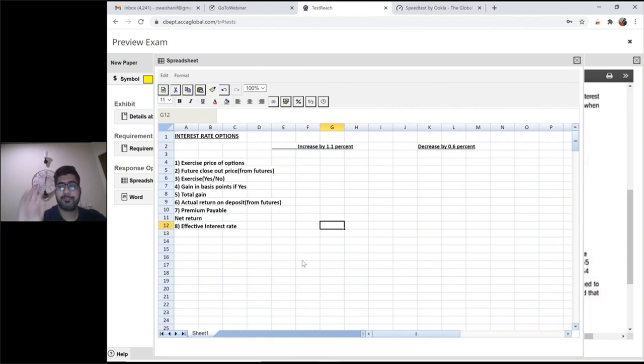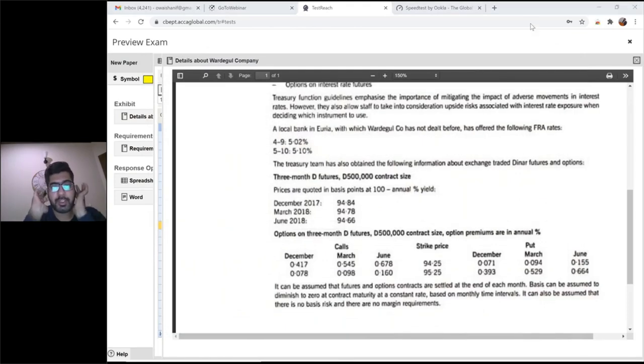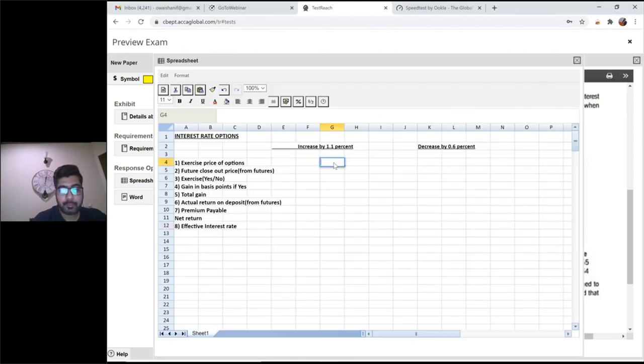Okay, so let's start. Now, if you open the question, exercise price of options. So remember, we have to do this on 2 exercise prices because 2 exercise prices are given. We already did the first one in the last class. So we will discuss the second one. What is the exercise price of option? The second one, it's 95.25. So I will firstly write 95.25. Okay, this is the exercise price of options, 95.25.